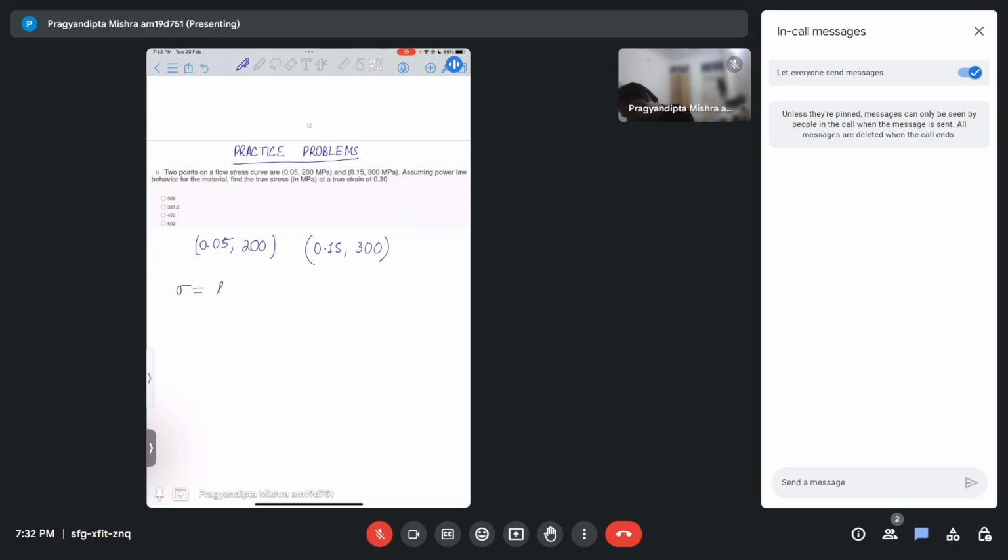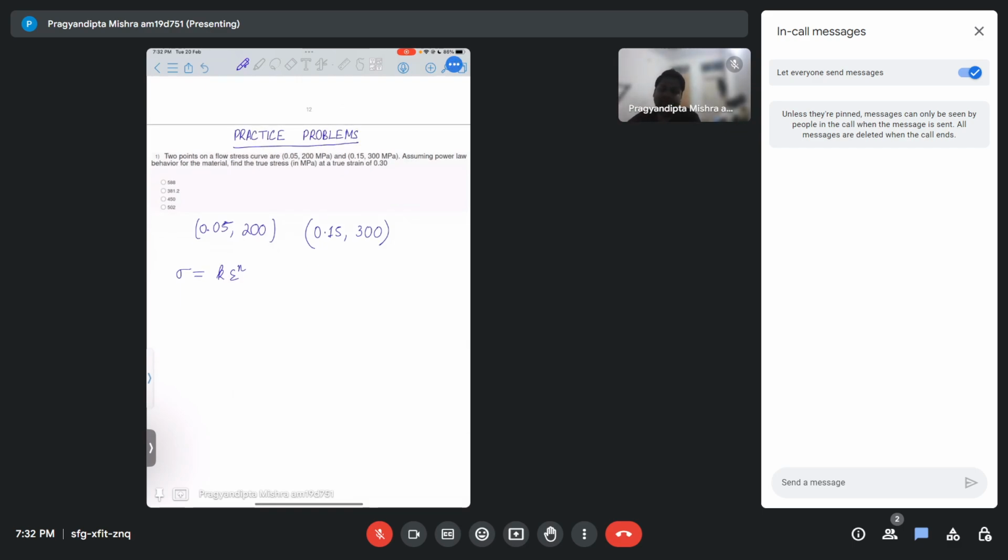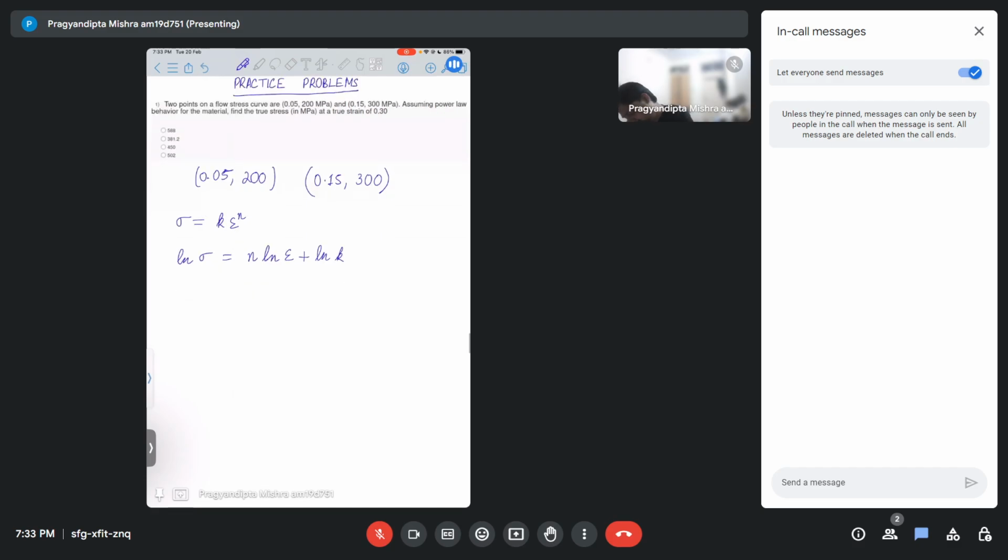So your power law is given by sigma is equal to K times epsilon to the power N. Now, if I take natural logarithm on both the sides, I can write ln of sigma is equal to N times ln of epsilon plus ln of K. So if I substitute it for sigma 2 and sigma 1, I will get N is equal to ln of sigma 2 divided by sigma 1, divided by ln of epsilon 2 divided by epsilon 1, because both the ln of K will cancel each other.